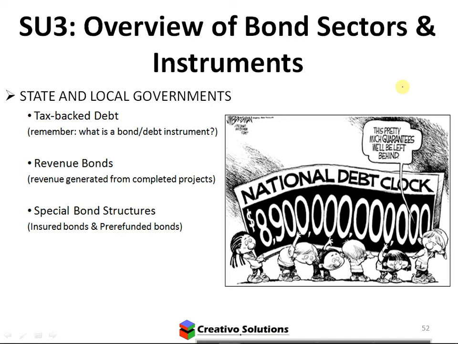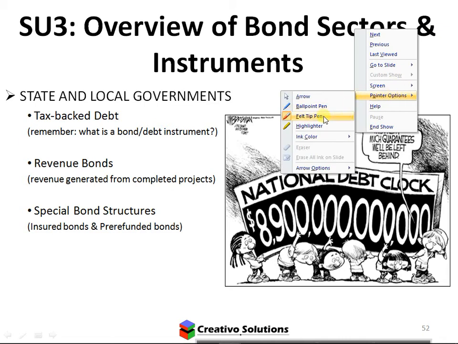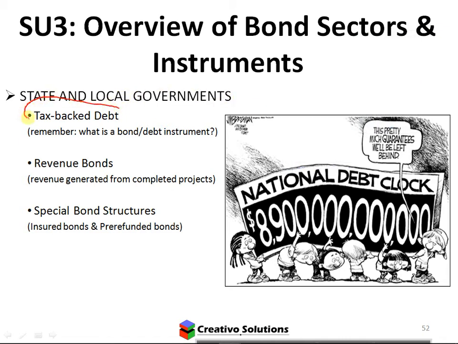All right. So state and local governments, can they issue loans? Yes, of course they can. You get tax-backed debt. Governments need to finance their spending, and tax is one way to derive income, and that's what they can use to take out loans. Revenue bonds and special bond structures as well. So state governments, local governments, municipalities, provincial, they can all take out more and more loans.